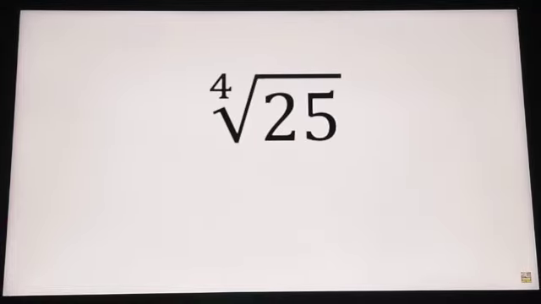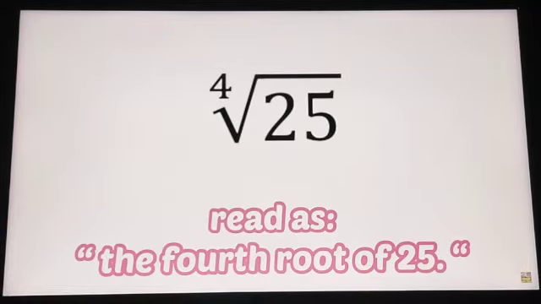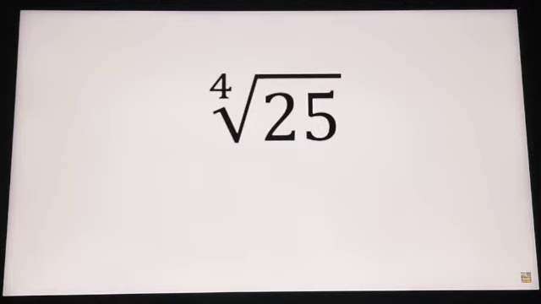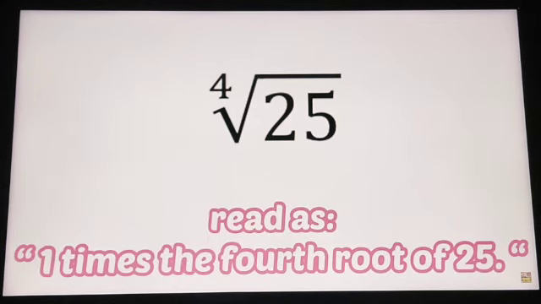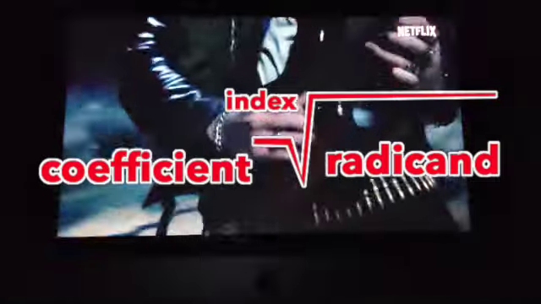In this next example, we read this as the 4th root of 25. If you notice, there is no coefficient. We remember that if there's no coefficient in front of the radical expression, that invisible coefficient is 1. So there's the number 1 right there. So we can go ahead and read this as 1 times the 4th root of 25. So that is how we read radical expressions.